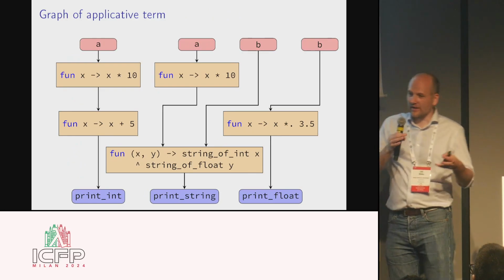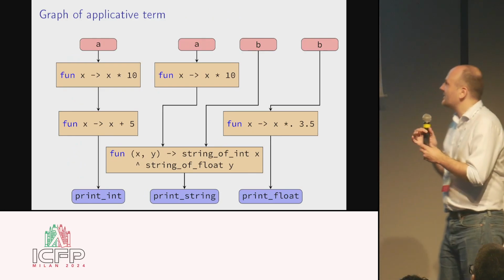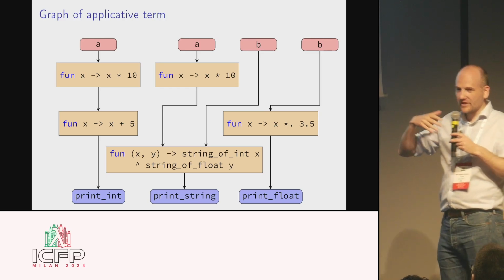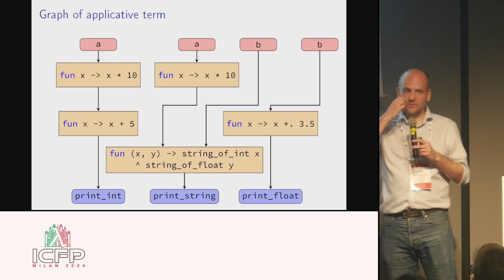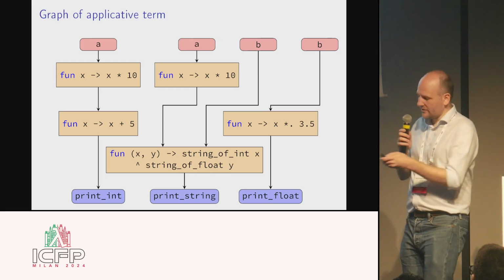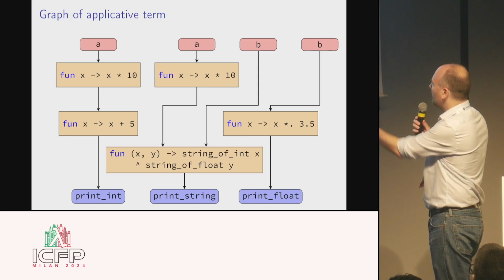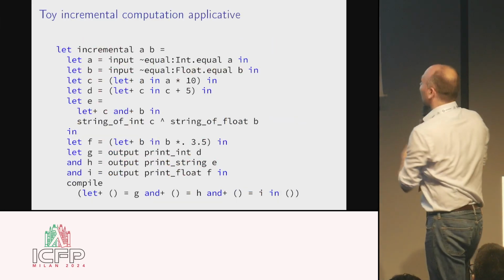We lost all the sharing because applicatives can't actually represent sharing. Applicatives don't represent an arbitrary computation graph. They represent an arbitrary computation tree. It looks like we had sharing. So if I go back, no, point that way.